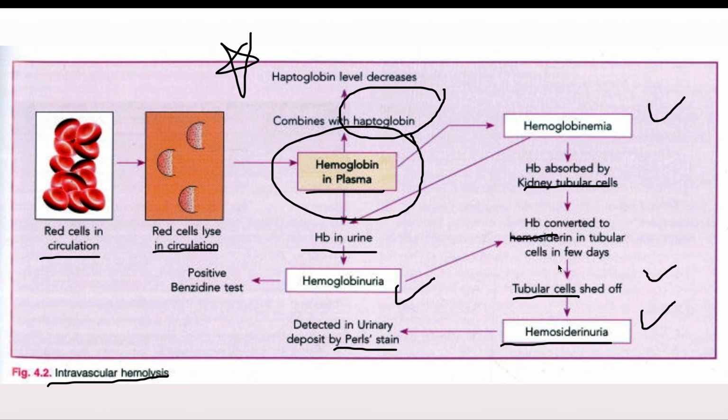So this is the intravascular type of hemolysis. Okay, so there are two types of hemolysis. One is extravascular, which is taking place in the reticuloendothelial cells. Second is the intravascular, which is taking place in the vessel itself.